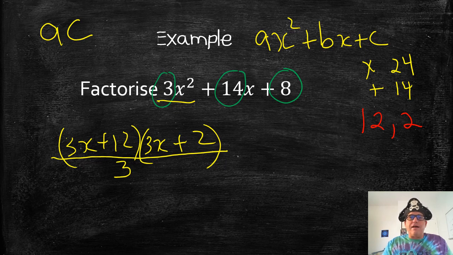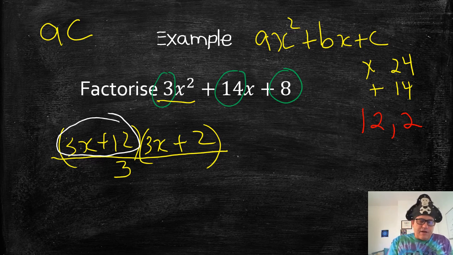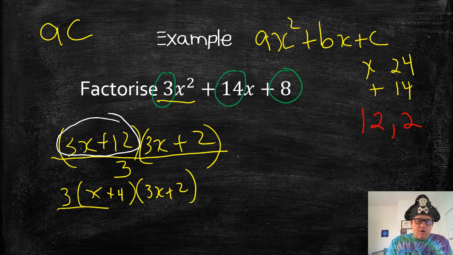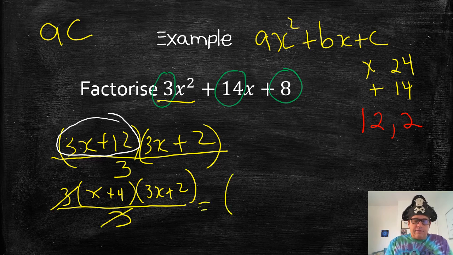Okay, so now we just need to tidy this up. We're almost there. So how are we going to tidy it up? Well, look at this bracket here, 3x plus 12, I can factor something out, can't I? I can factor out a 3. So let's factor out a 3 from that bracket. That's going to leave me with x plus 4. My other bracket is 3x plus 2. And this is all over 3. Now notice what happens. 3 divided by 3 is 1. So this is going to give me my final answer. It's going to be x plus 4 times 3x plus 2.